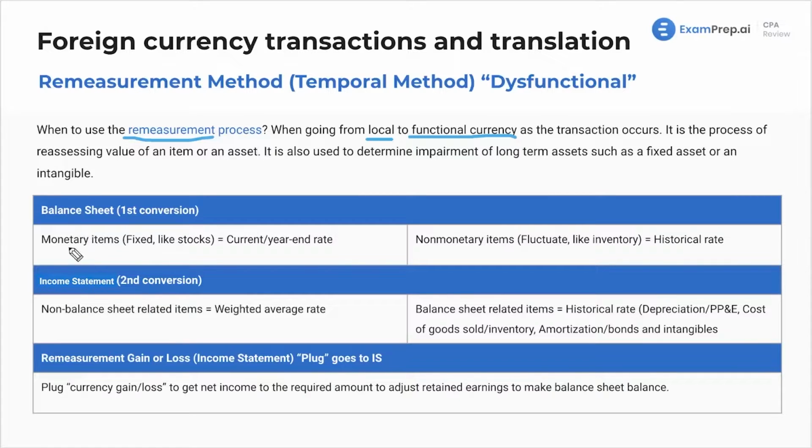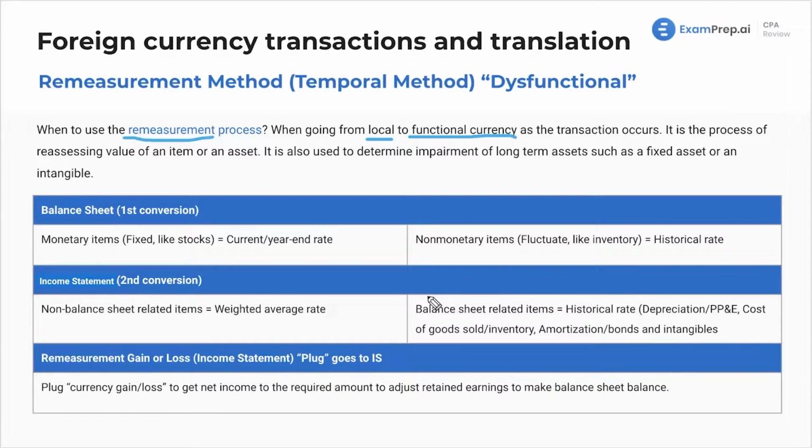Balance sheet first conversion, so monetary items fixed like stocks. We use the current year-end rate, right? For our non-balance sheet related items, we use the average rate. Non-monetary items, just lots of questions are going to be, okay, you have inventory. What rate do you use? Equity account, retained earnings, what rate do you use? Cash, what rate do you use, right? All of these different things are going to be asked. Balance sheet related items, historical rate for depreciation, PP&E, cost of goods sold, inventory, amortization, bonds, intangibles.